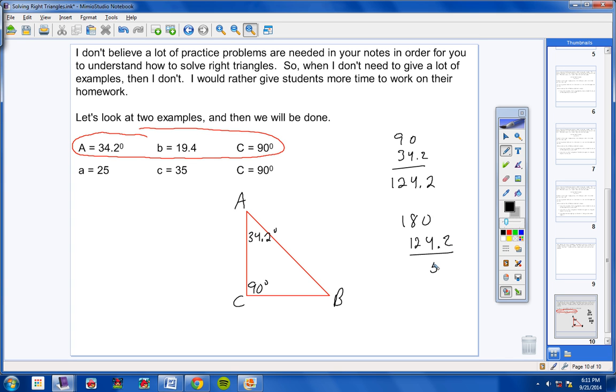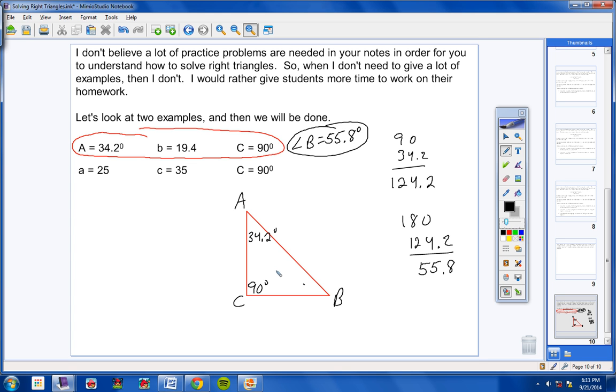And of course, you would get 0.8 here, I believe 55.8. Yes, 55.8. So just like that, we found the measure of angle B. So I'm going to go ahead and put angle B equals 55.8. So there we go. We're moving right along. The only thing we have left to find now would be the two missing sides.